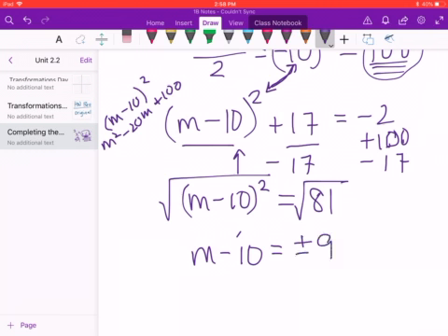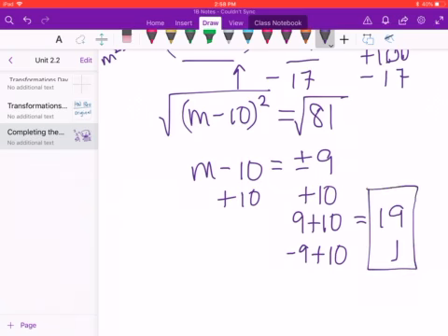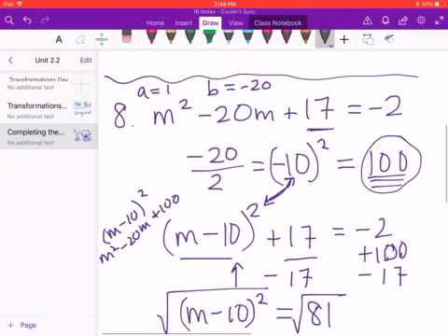Now, I know we forgot about that from algebra, but square roots do have 2 answers, so we're going to honor both of those. And when I take this negative 10 and I add 10 to both sides, I'm going to end up with 9 plus 10, and I'm going to end up with negative 9 plus 10. So my answers are going to be 19 and positive 1, which would have been the same answers if we had factored from the beginning.